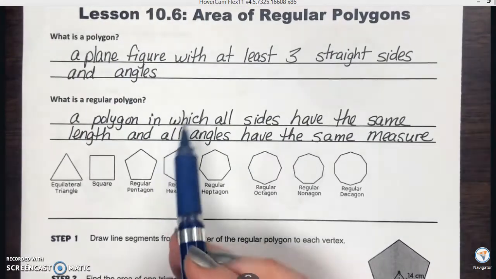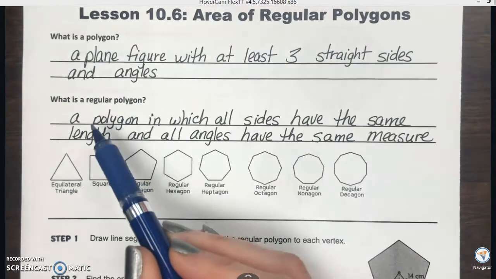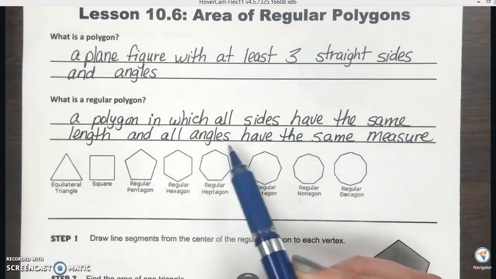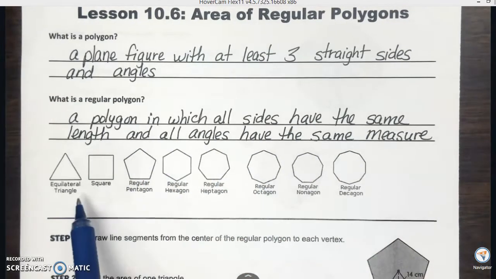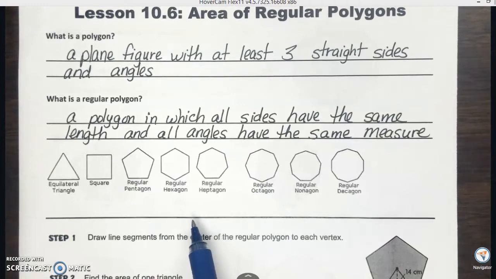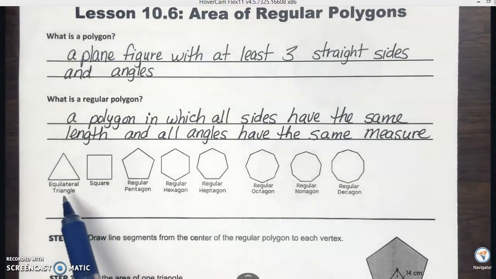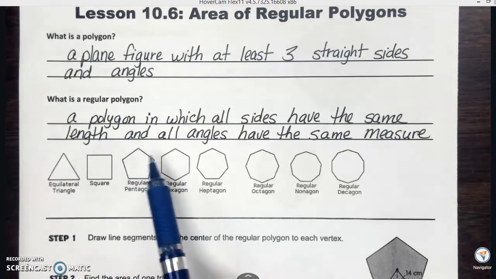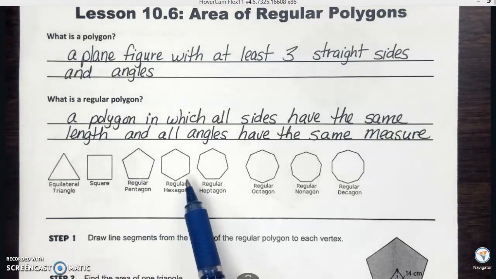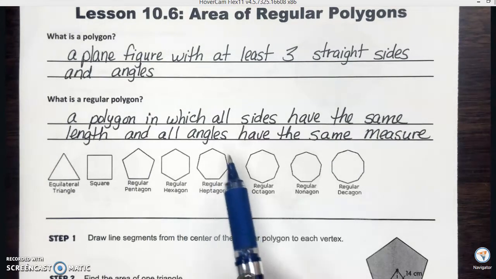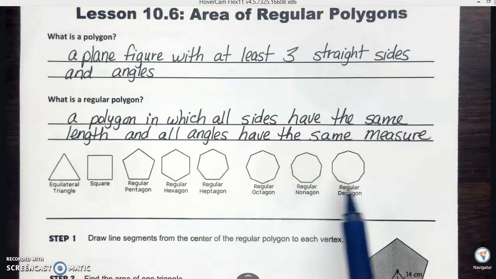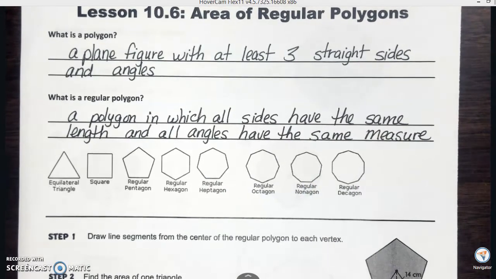Alright, and then we have what is a regular polygon. A regular polygon is a polygon in which all sides have the same length and all angles have the same measure. So here we have some examples of regular polygons: the equilateral triangle, a square, a regular pentagon, where all the sides are the same, the regular hexagon, a regular heptagon, a regular octagon, a nonagon, and a decagon. Those are some of the ones that we'll be working with today.